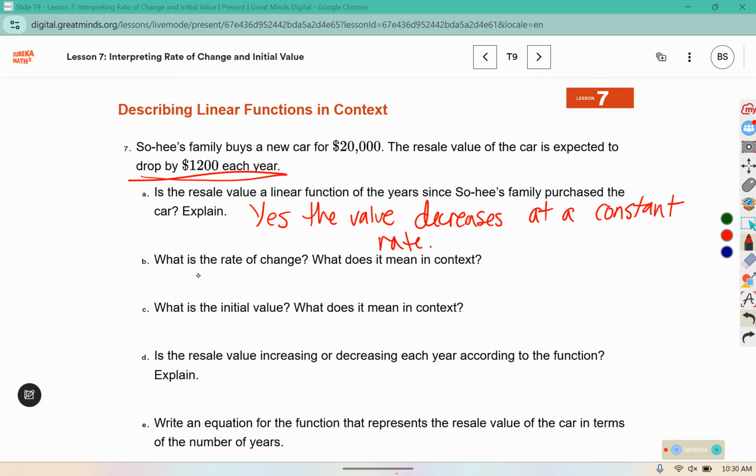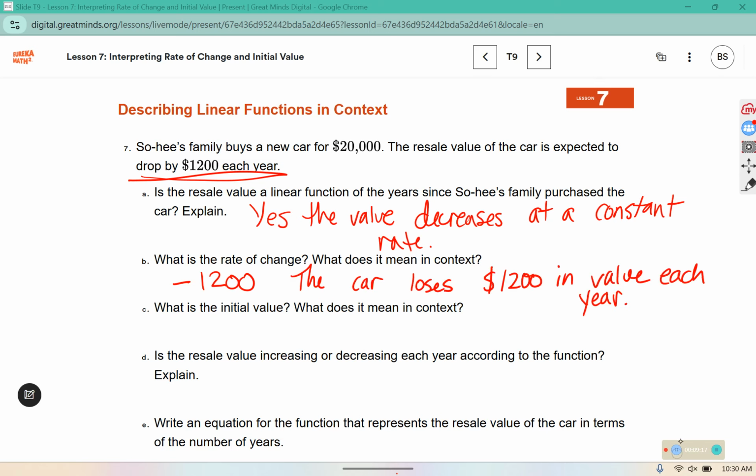What is the rate of change? The rate of change is negative 1,200, and it means that it drops in value, or the car is less valuable by 1,200 each year. What is the initial value? The initial value was 20,000. And in the context of this problem, it was the original price of the car.